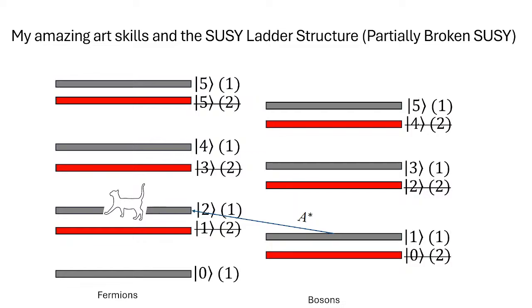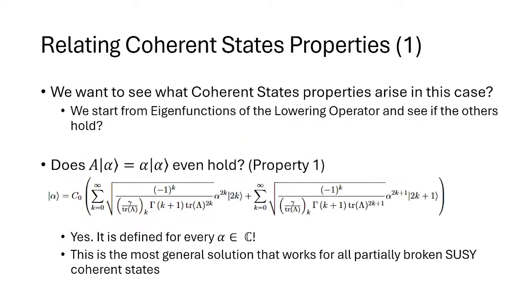Okay, so now we have all the background. Let's get the results. So we want to see what coherent state properties arise in this case. Do we have the eigenfunction of the lowering operator? If we take off a particle, will we actually get a state? Yes, we do. We get this disgusting equation right here that corresponds to the states on the ladders that we have. And it is defined for every complex number, so we don't have any issues with that. And it is the most general solution. There are also other ones if you do it for specific cases, but I want to solve it in general.